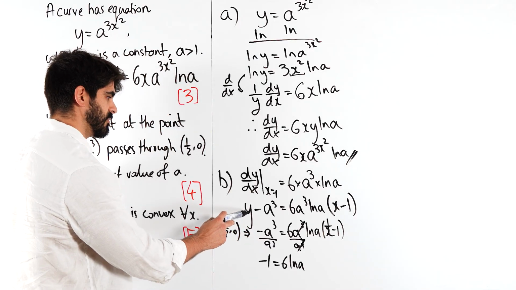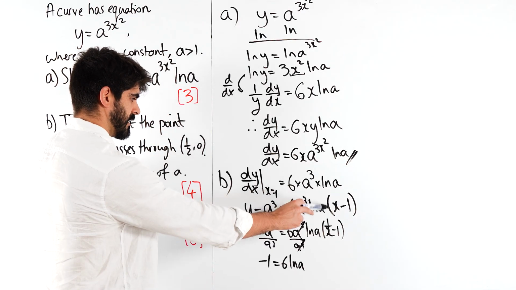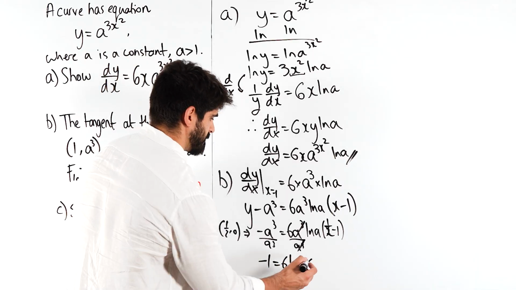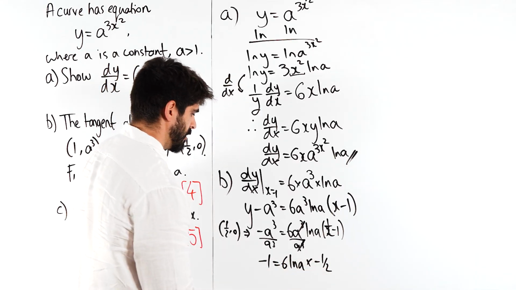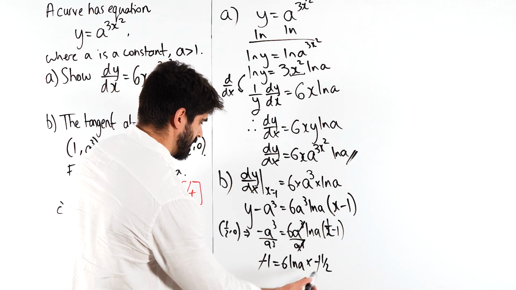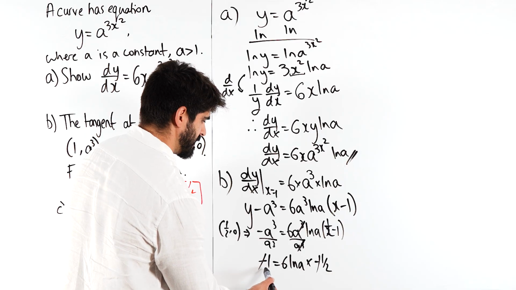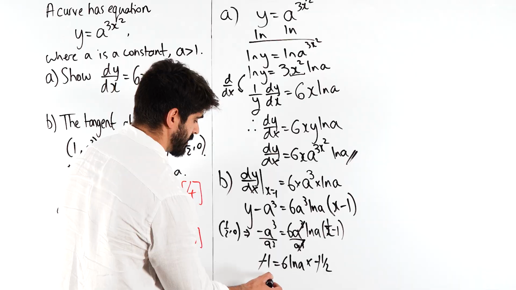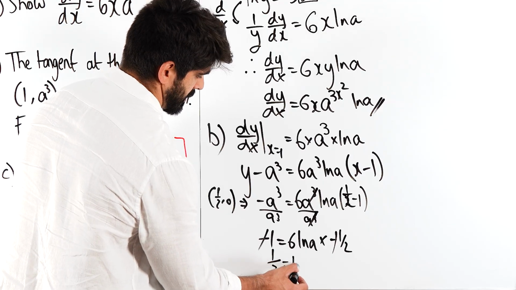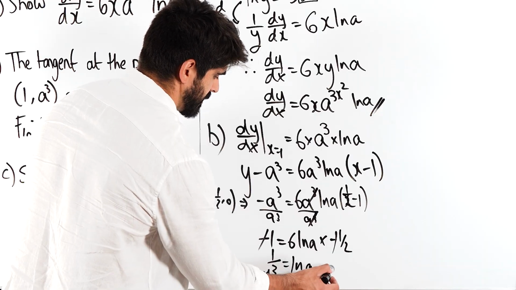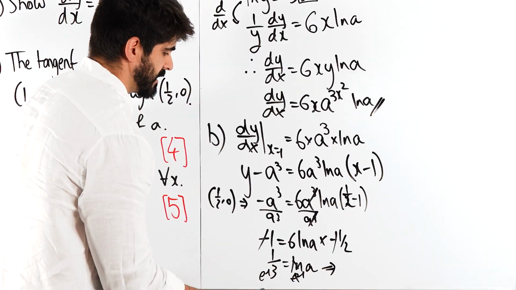The y was 0, times a half minus 1. A half minus 1 is minus a half, which is actually really nice because then these cancel. Times by 2, divide by 6, 2 over 6, a third is ln a. Then we do the opposite, we e to the power both sides. a is e to the power of a third.